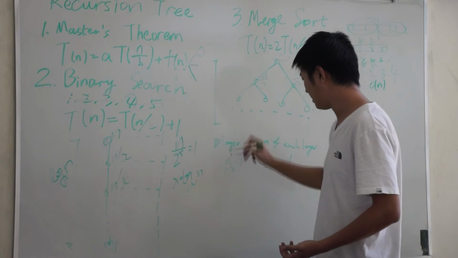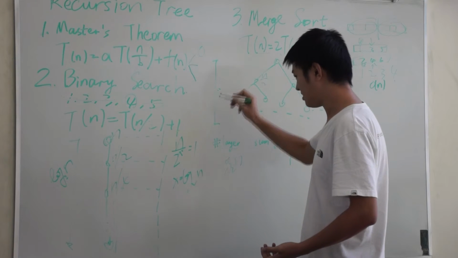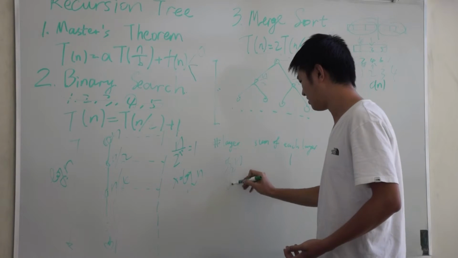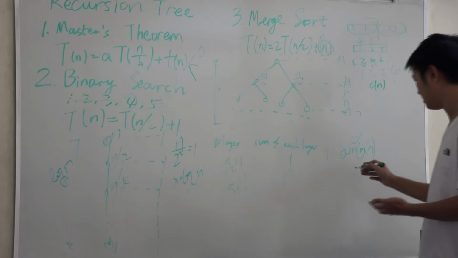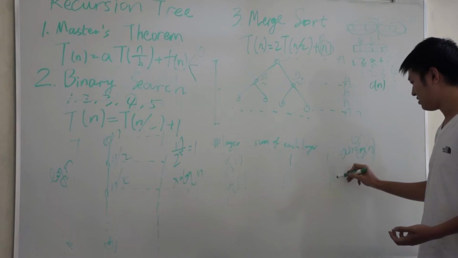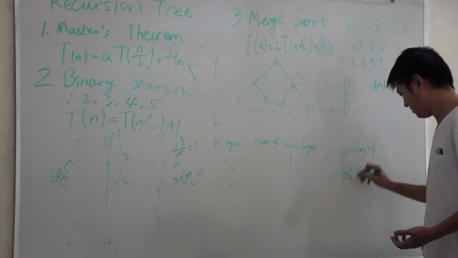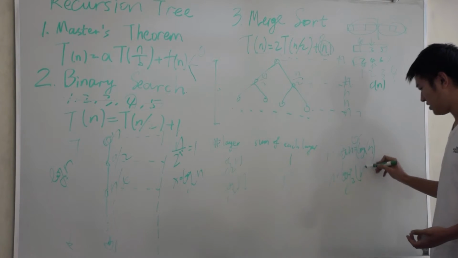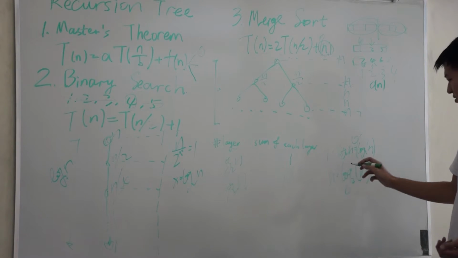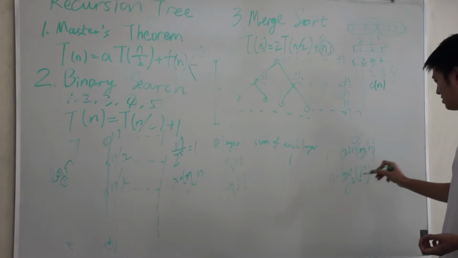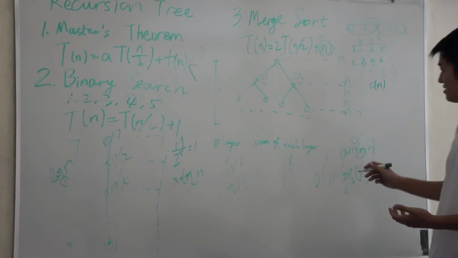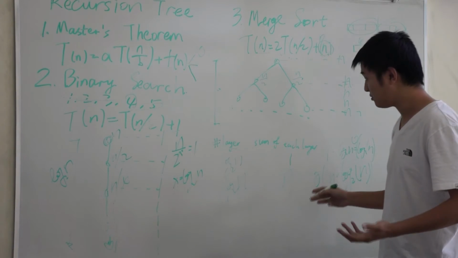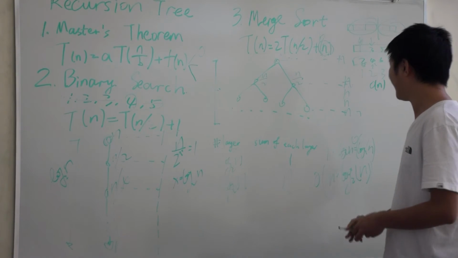So the number of layers is the same, log base 2 of n, and the sum of each layer is n. So as we can see, the total operations here would be n times log base 2 of n, and we put the big O notation here. Well, it's really intuitive, right? So let's play with it.